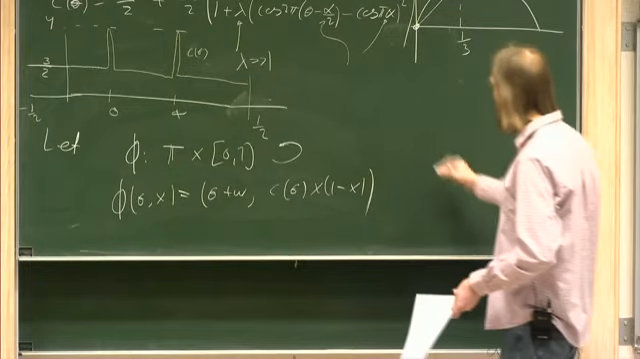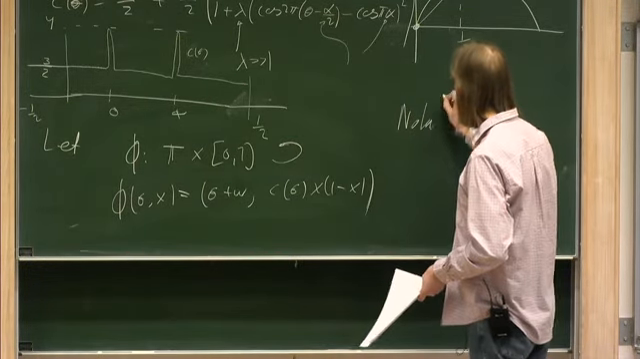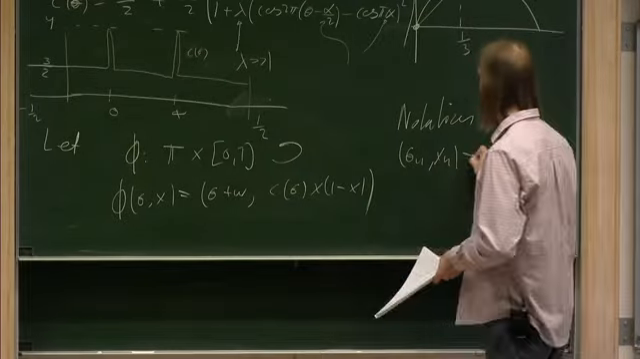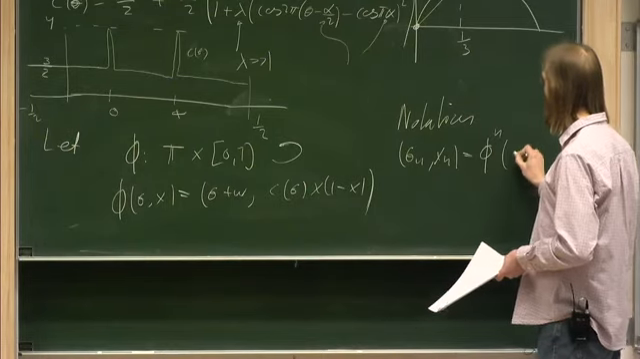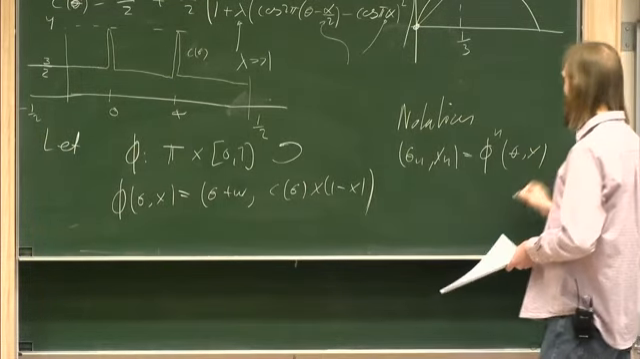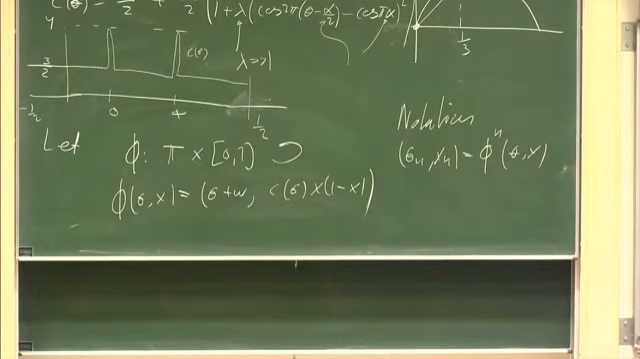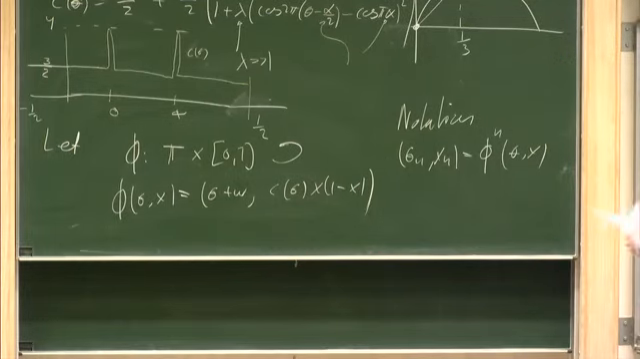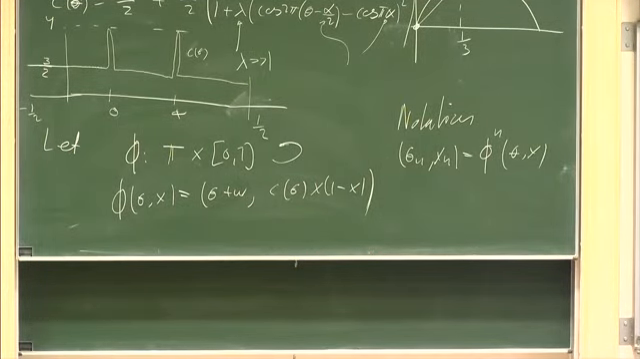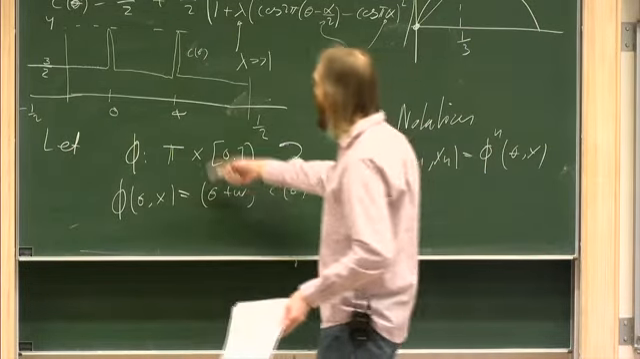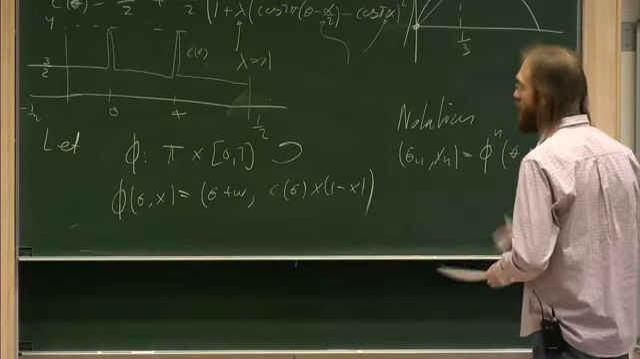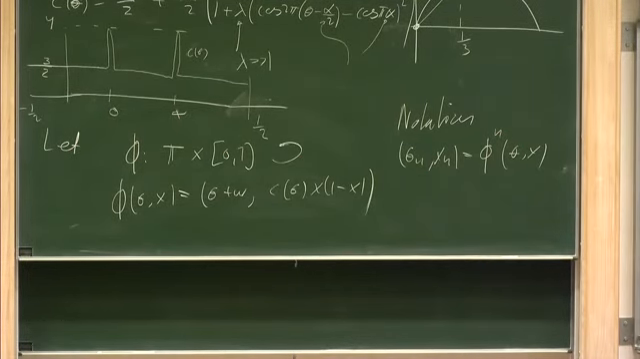And then we have the obvious notation: (theta_n, x_n) is the nth iterate of a point (theta, x). And now we want to understand the dynamics of this. So what can happen? And the kind of idea why this could create something strange, some complicated dynamics, is the following.